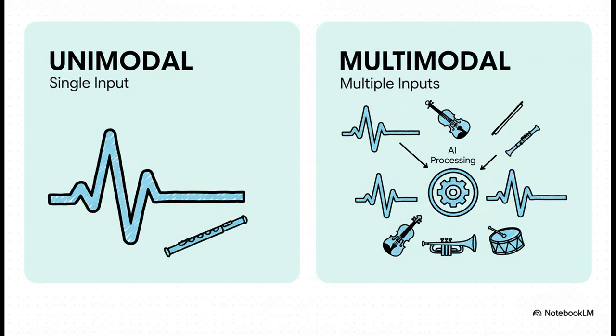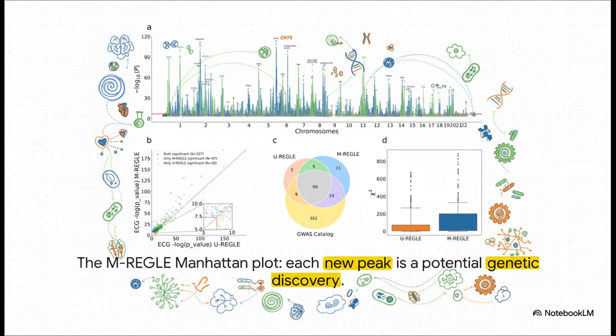The new approach, called multimodal, is about hearing everything at once. And a new method, MRegel, does exactly that. It listens to all the instruments at the same time to find harmonies, these connections that are completely invisible when you're just focused on one section. And wow, just look at the result.